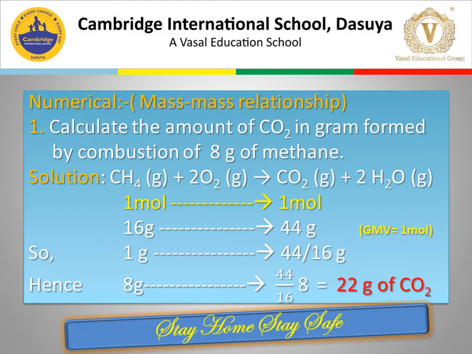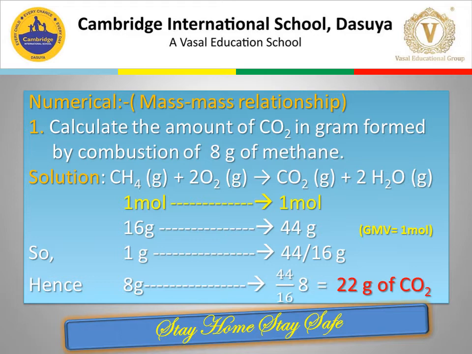The question is, calculate the amount of carbon dioxide formed by combustion of 8 gram of methane. Here the carbon dioxide is asked in gram. What is the amount of carbon dioxide formed, in gram, by the combustion of 8 gram of methane?